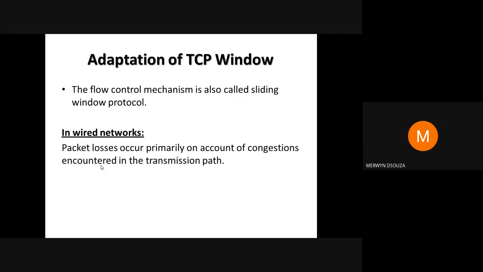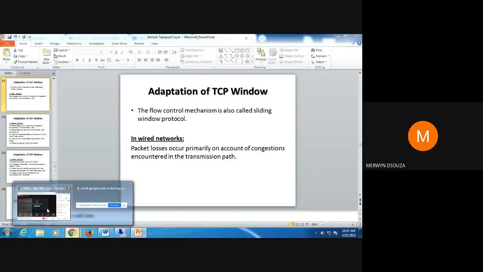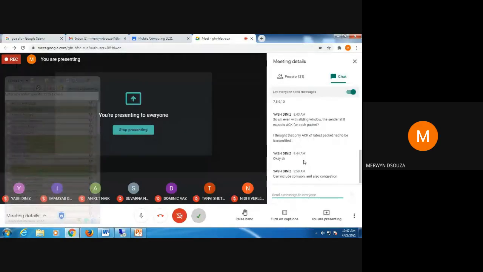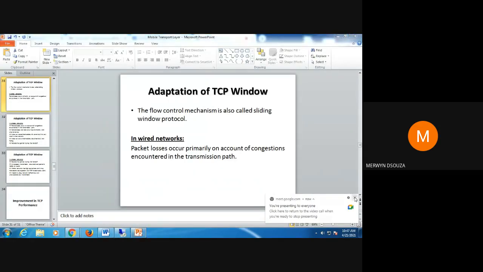What could be the possible reasons behind packet loss in a wireless or mobile network? If at least you could come up with some of the reasons. Okay, yes, there could be congestion, there could be collision. Let's just discuss some points on this, and then we'll proceed with the next slide.